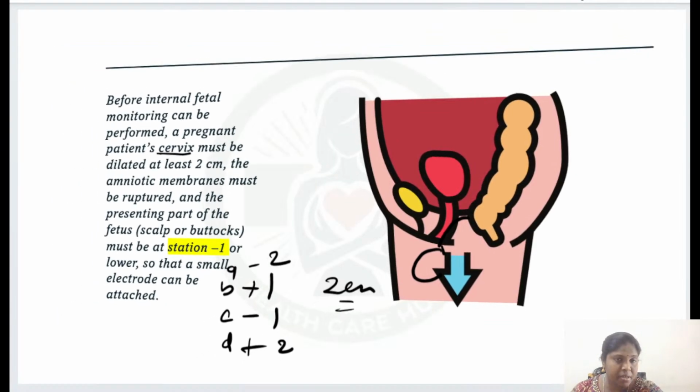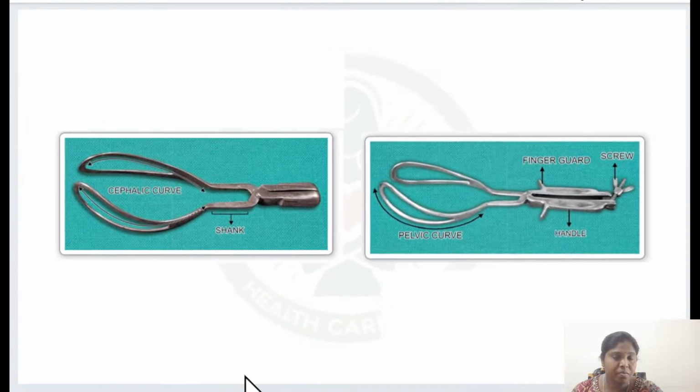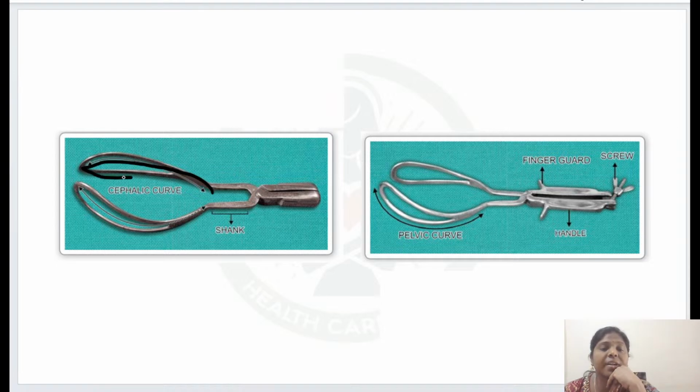Next, guess this instrument. So this is mainly used when the baby's head is stuck or there is maternal exhaustion, the mother is not bearing down properly. At that time we are going to insert this instrument. So 2 instruments I have placed here. So the 2 instruments here, if you look at this, this is how it looks.